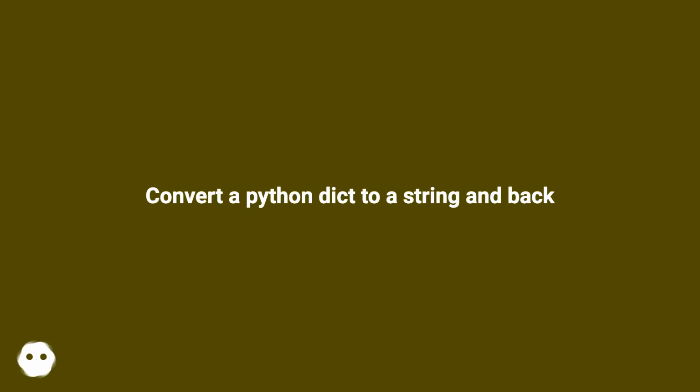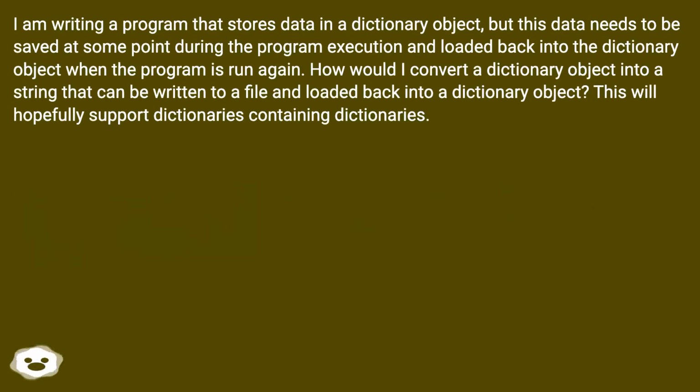Convert a Python dict to a string and back. I am writing a program that stores data in a dictionary object, but this data needs to be saved at some point during the program execution and loaded back into the dictionary object when the program is run again. How would I convert a dictionary object into a string that can be written to a file and loaded back into a dictionary object? This will hopefully support dictionaries containing dictionaries.